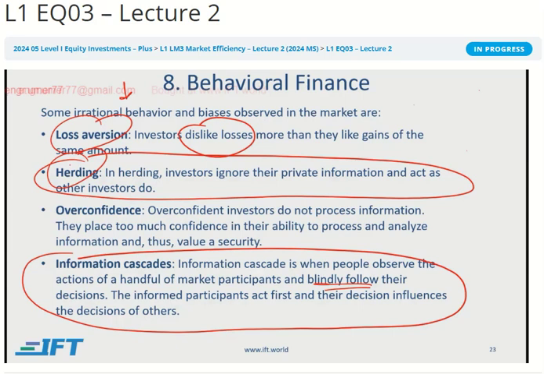So that's irrational, right? Overconfidence, and this is something you can also link to another bias called gambler's fallacy. Even though they are different, they are related in a way, and I'll first explain gambler's fallacy and it will help you understand overconfidence.